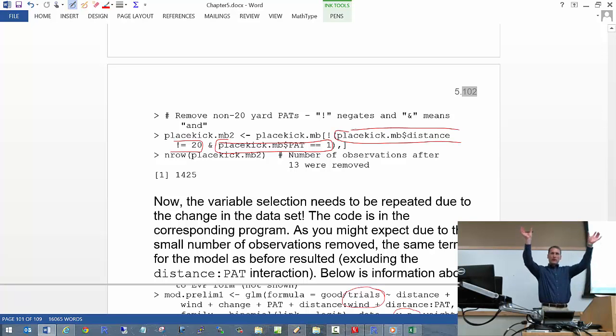So I have two vectors of trues and falses. I combine them with an ampersand, which means and. So if I have two trues, let's say first observation, true and true, meaning it's a non-20-yard place kick, and it's a PAT. A true and a true equals a true. If instead I had a true and a false, that's going to equal a false. False and a true is going to be a false. False and false is going to be a false. So, basic logic.